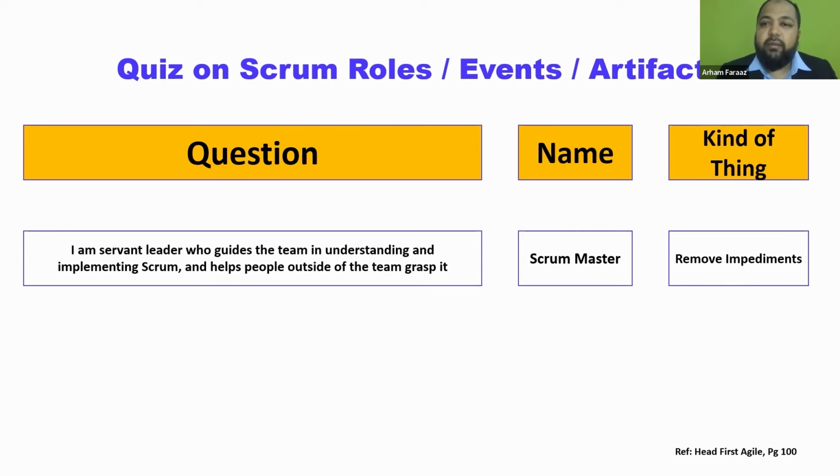So what are the keywords you have to look into over here? The keywords are servant leader, Scrum Master, and he also helps people outside of the team. He guides the team on the agile practices. That's what the Scrum Master does.